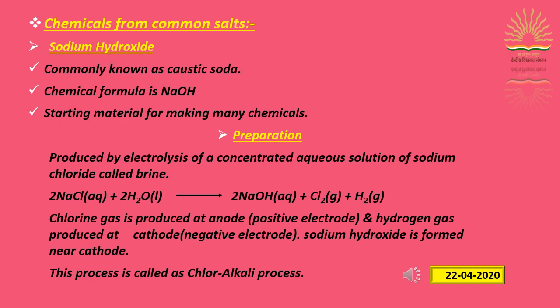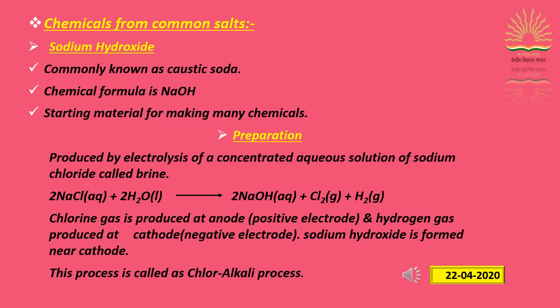The chemical formula of sodium hydroxide is NaOH. It is commonly known as caustic soda. This sodium hydroxide is the starting material for making many chemicals. That means it is a useful reactant for making many products. Now we will see how it is prepared.